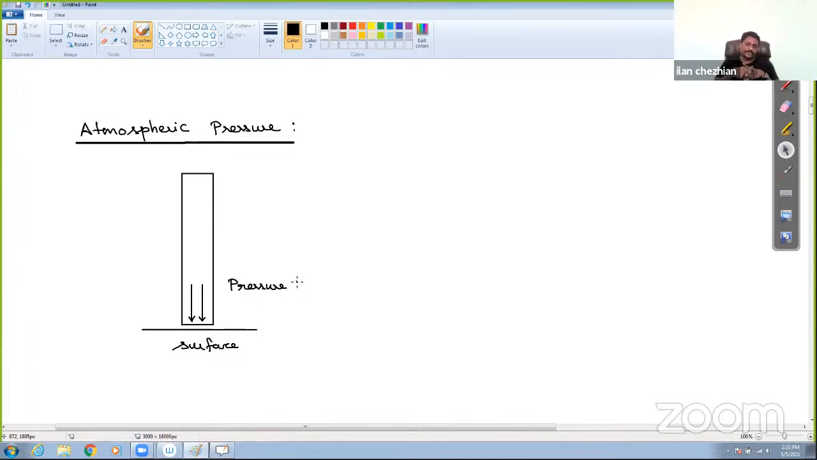So what is atmospheric pressure? Somewhere you can write it: weight of atmosphere acting on the surface of the earth is called atmospheric pressure. So what is this atmospheric pressure? Now I have an idea.